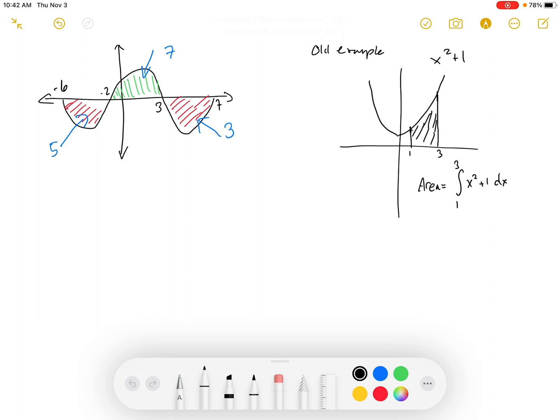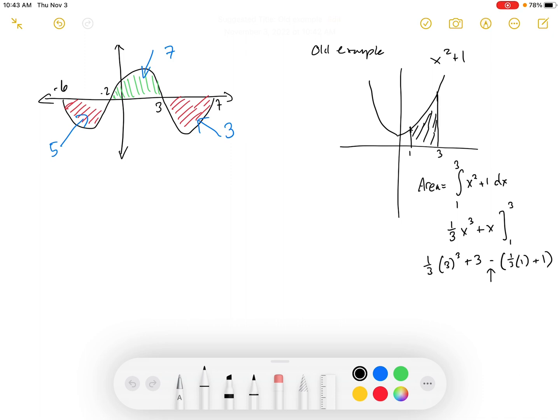Remember, we'd integrate that, and we'd take the antiderivative, and that would be 1/3 x cubed plus x, and then we evaluated at 1 and 3. Remember, we had to take the difference, right? We took the value at 3 minus the value at 1. Be careful that we distribute this negative sign properly.